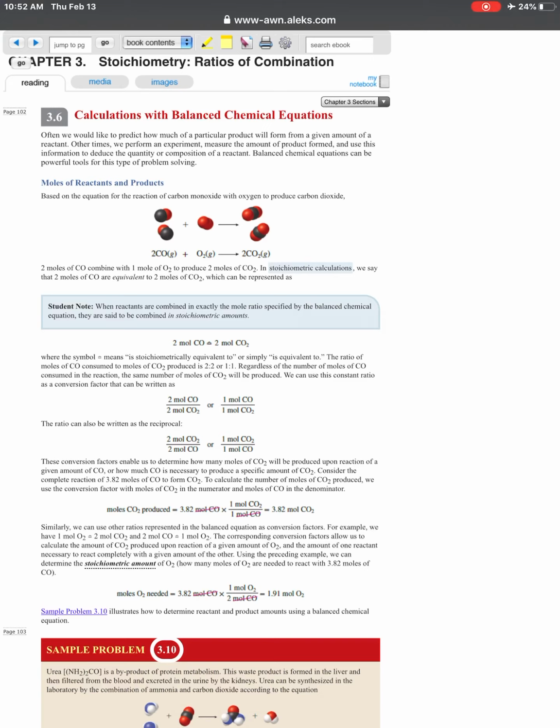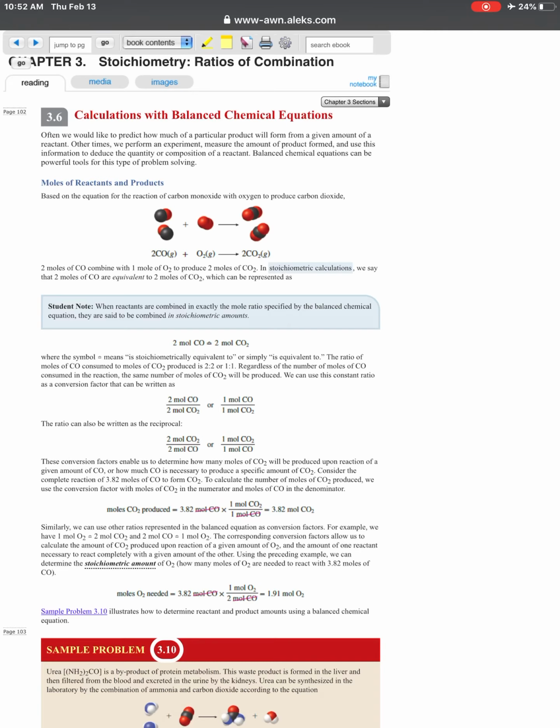And the reason the mole is useful is because back in the previous section, back in 3.4, we learned that moles can be converted to grams by using the molar mass. So if you know the mass of something and you know its molar mass, you can find out how many moles. Or the reverse of that is if you know the number of moles and you know the molar mass, you can find the mass. So we're going to use that relationship here.